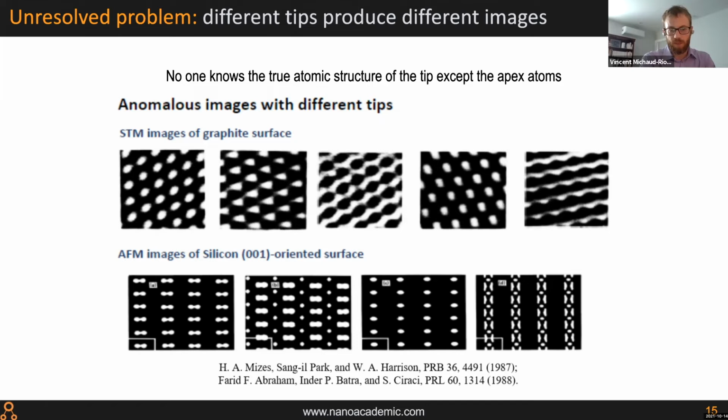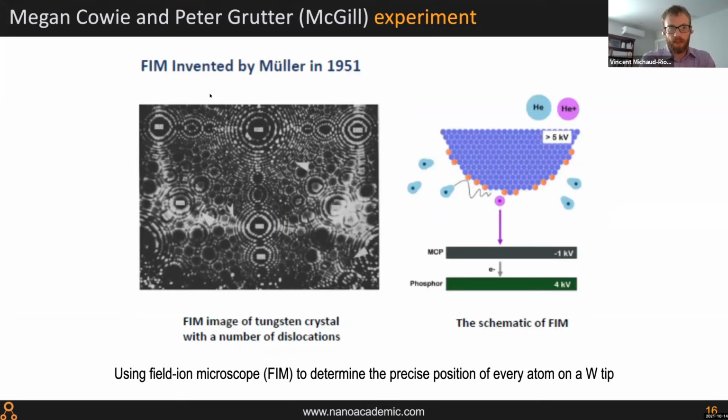Taken for different tips in these two publications, and you can see that the final images show much different patterns, and that is generally attributed to differences in the tip. So what we got from experimentalists at McGill University, Megan Cowie, who did her master's thesis there with Peter Grutter, is the structure for a tip. They use field ion microscopy to get this kind of image for the tip, and I will show how. They were able to image some tips with this technique and get the precise position of every atom in the tip. That's usually what we need to get started.